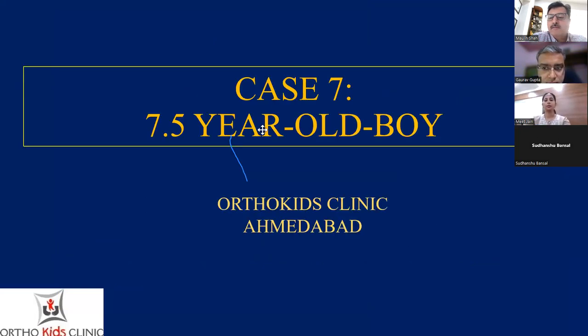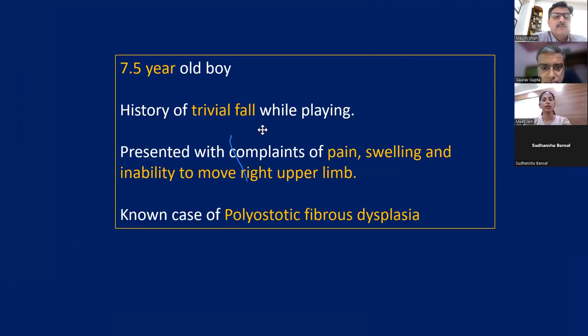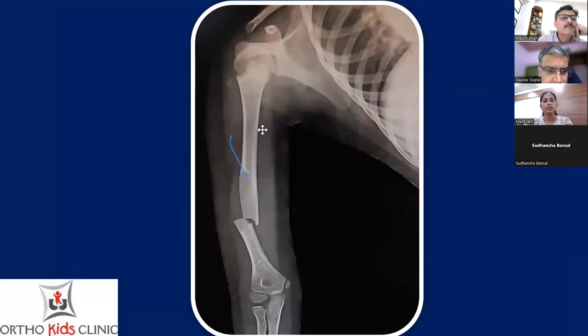So the next case, we had a 7.5-year-old boy who was a known case of polyostotic fibrous dysplasia. He presented to us after a trivial fall with complaints of pain, swelling, and inability to move the right upper limb. This is the radiograph showing a fracture through the pathology site, an expansile lytic lesion in the medulla. It's passing through that polyostotic fibrous dysplasia site, so it's a clear-cut pathological fracture.